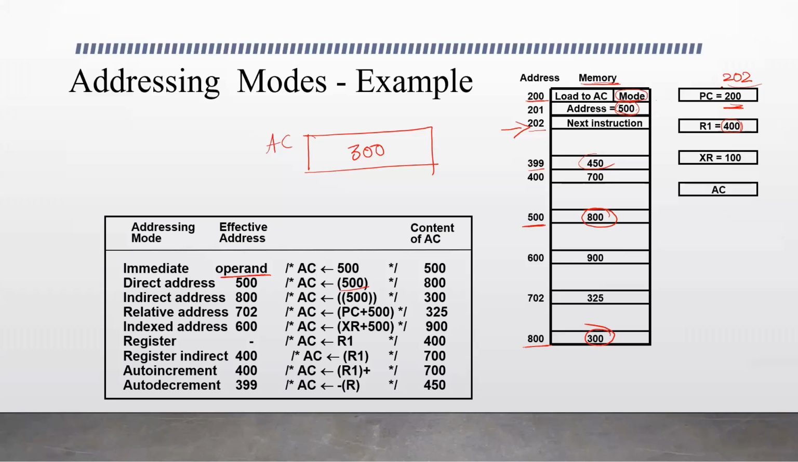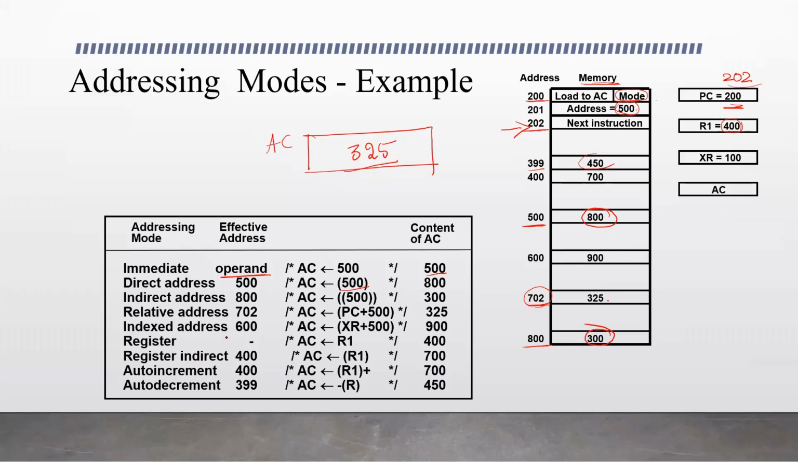So what is the effective address? It is 702. We move to 702 in memory, and this is the effective address. The operand at that place is 325. That is our operand, which is moved to the accumulator. So the accumulator will have the operand 325 after the execution of this instruction when the mode is relative addressing mode.